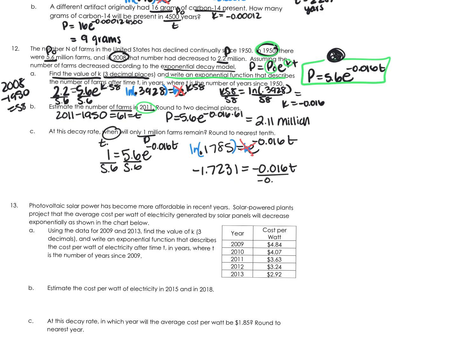Divide by negative 0.016, and you'll get 107.7 years. So now that's since 1950, so do 1950 plus 107.7. We'll round that up to 108, and that is 2058.